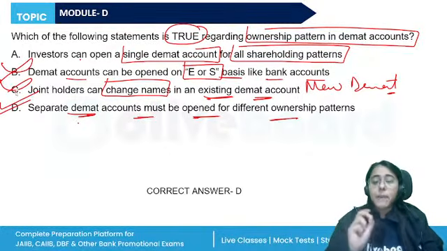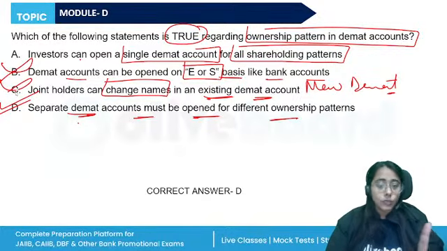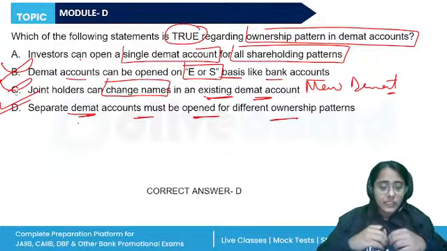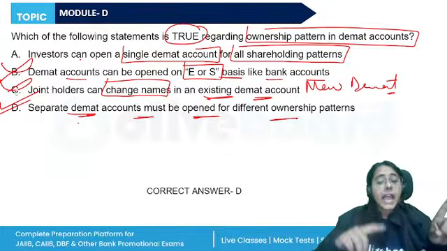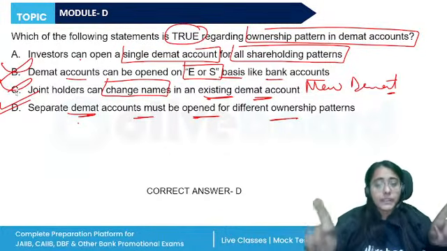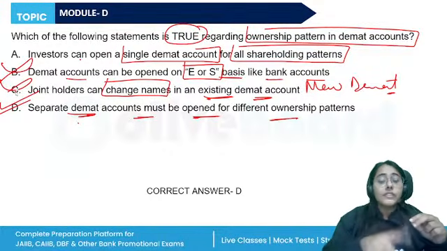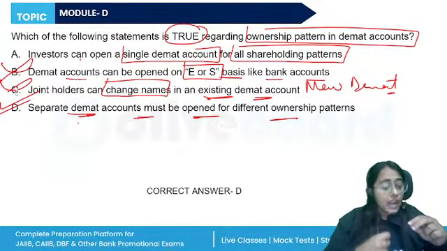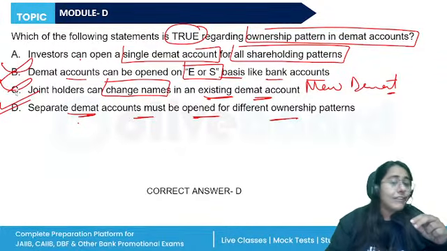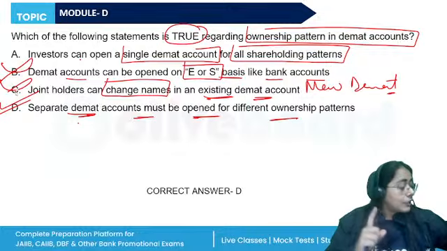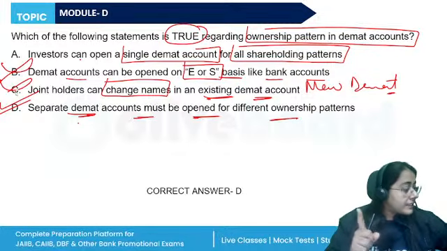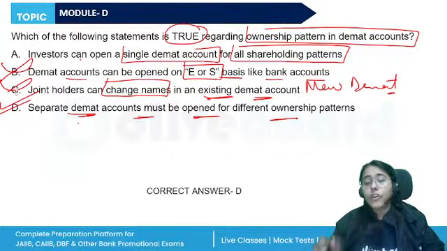The ownership pattern of the security will determine the ownership pattern of the demat account. The demat account is opened in the same ownership pattern in which the physical securities are held. So let's say I hold two share certificates, one in my individual name and another I am holding with, let's say, my mother. In this case I will have to open two different accounts in the respective ownership. One account will be in my single, individual ownership, and the second account will be in the joint ownership in which the physical securities were originally held.